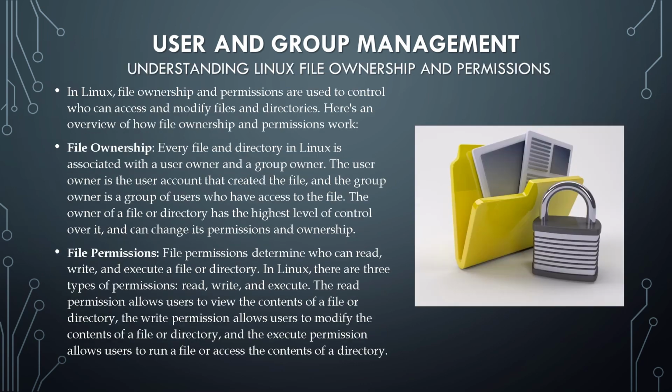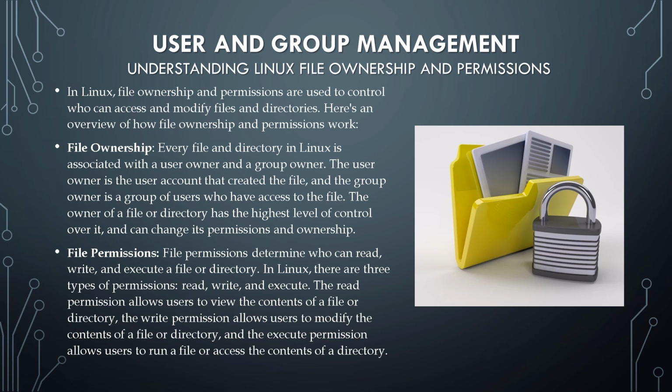In Linux, file ownership and permissions are used to control who can access and modify files and directories. Here's an overview of how file ownership and permissions work. File ownership. Every file and directory in Linux is associated with a user owner and a group owner. The user owner is the user account that created the file, and the group owner is a group of users who have access to the file. The owner of a file or directory has the highest level of control over it, and can change its permissions and ownership. File permissions determine who can read, write, and execute.